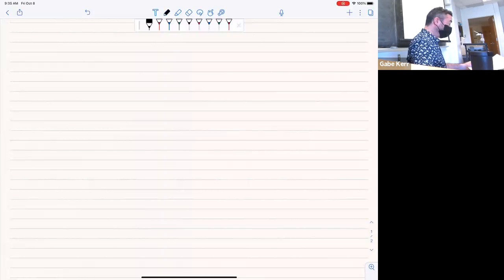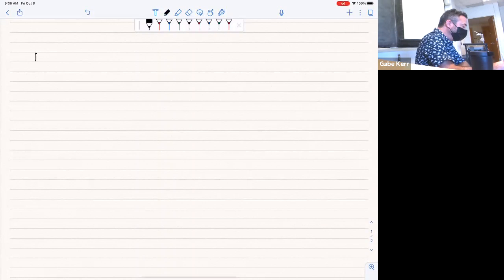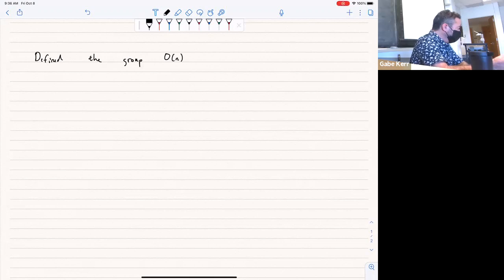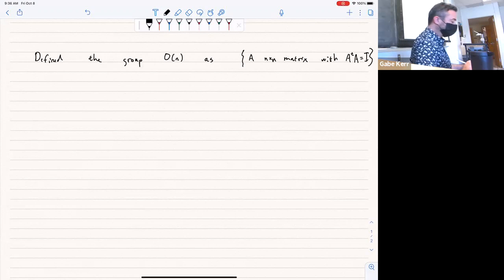So where we left last time is we were talking about orthonormal bases and orthonormal matrices. And we defined this group, the group ON, as the group of orthonormal matrices. So that's matrices A, an n by n matrix, with A times its transpose is the identity. You want the transpose to be the inverse.